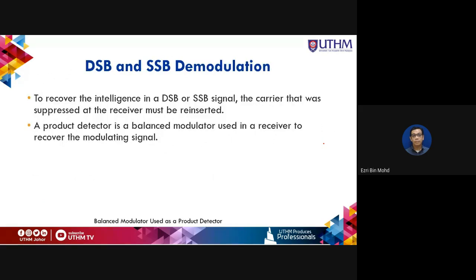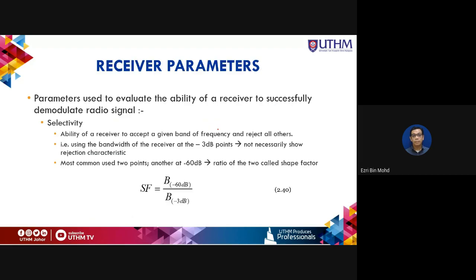Okay, for double sideband or single sideband demodulation, the carrier that was suppressed must be reinserted at the receiver. So here the key element of double sideband and single sideband demodulation is that the carrier must be reinserted at the receiver circuit. A product detector is a balanced modulator used in the receiver to recover a modulating signal.